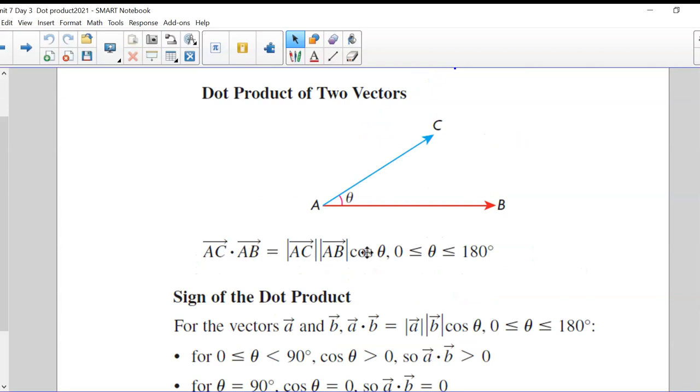And here's how we calculate the dot product if we have the magnitudes of the vectors. Just take the magnitudes and multiply them by the cosine of the angle in between them. And that can be anywhere between 0 and 180.